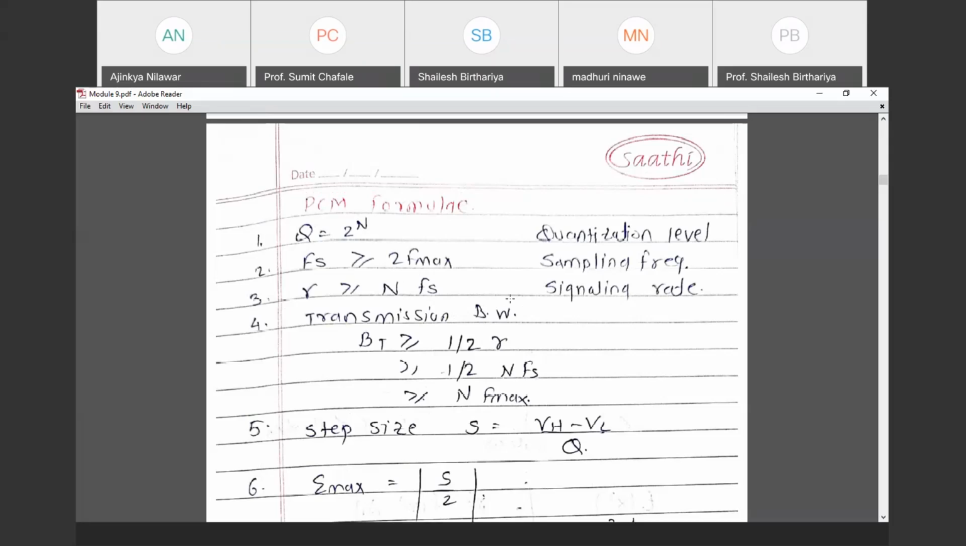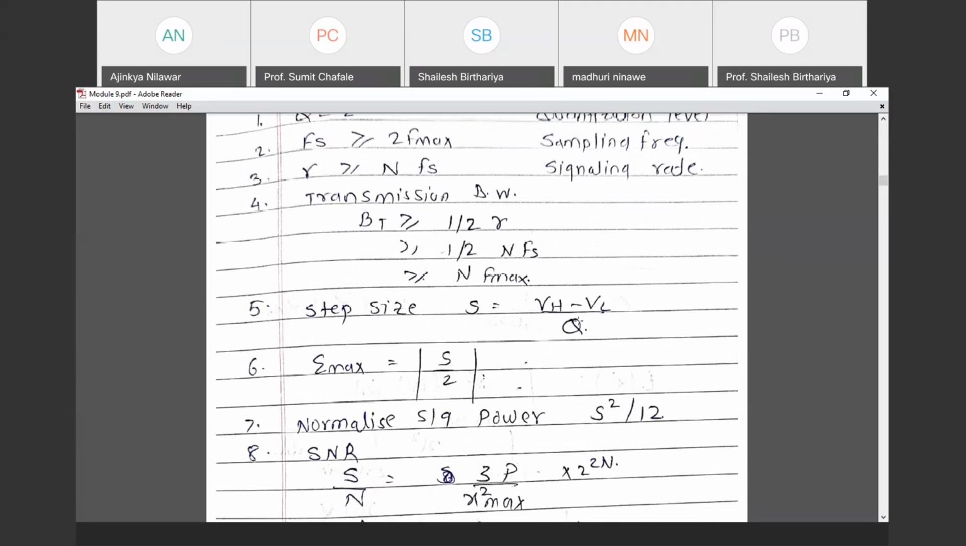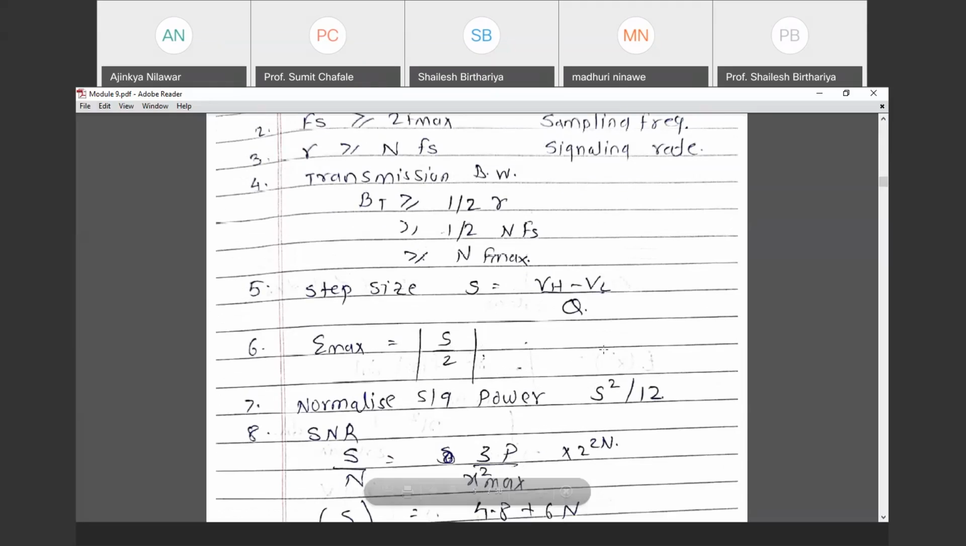Then data rate is given by capital N. This N is similar to this N, that means number of bits multiplied by sampling frequency. Then transmission bandwidth is given by 1 by 2R. Just putting the values differently, we can get this formula. Then step size is given by VH minus VL divided by Q. Maximum error is given by mod of S by 2. Why mod? If a negative value is there, you have to keep the error in positive symbol. Normalized signal power is always given by S square divided by 12.